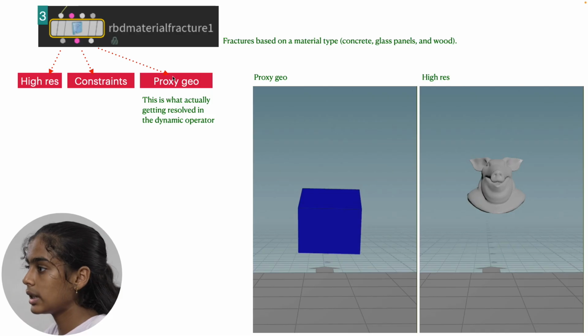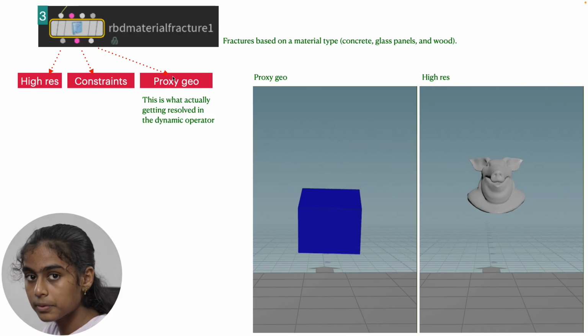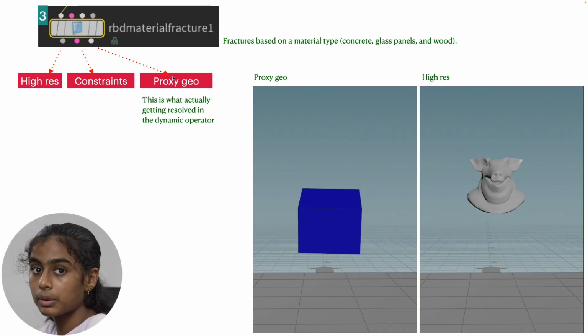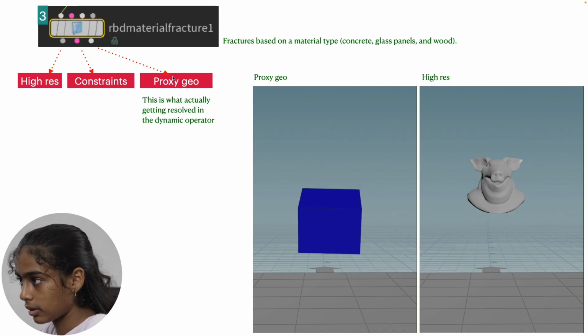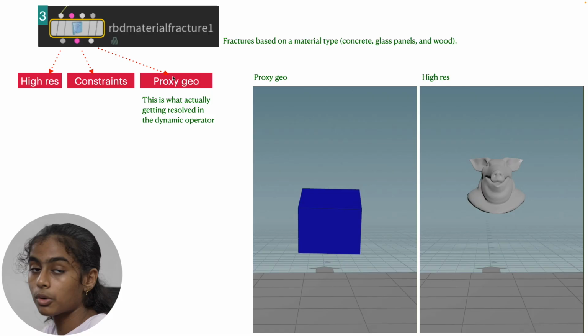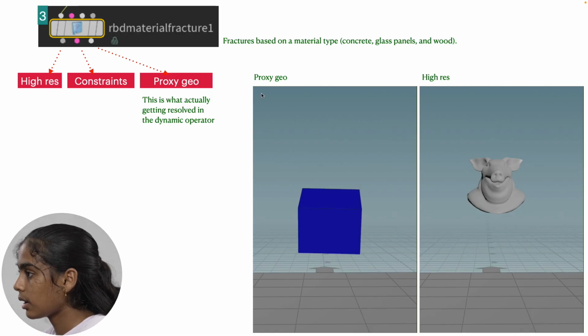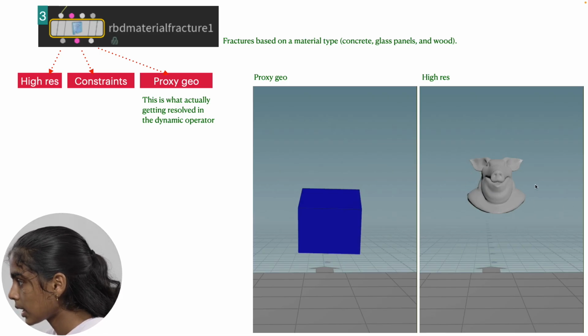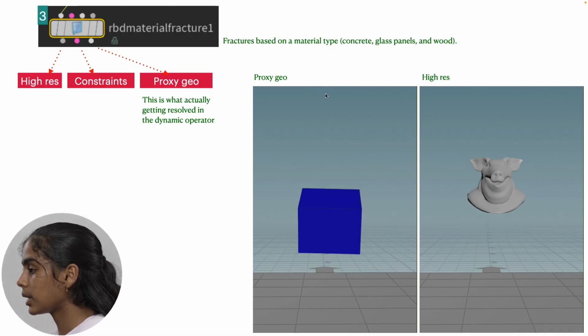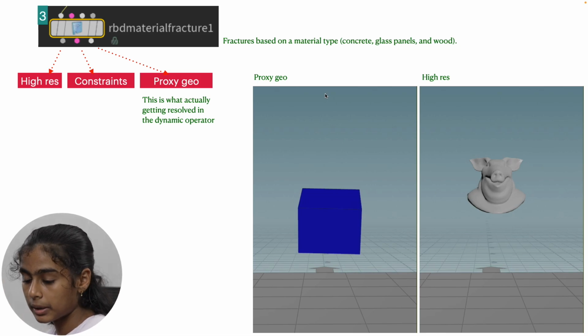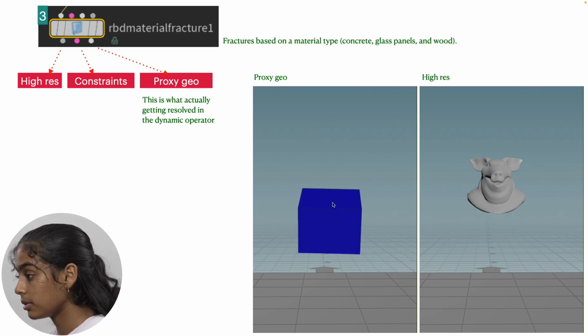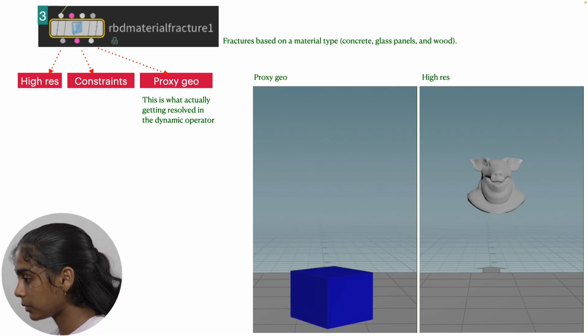The proxy geometry is actually what is getting solved in the dynamic operator, or when we're simulating. To make this clearer for you, we can now see that we've taken a peg, for example, and you can see that it has a lot of ins and all these concave stuff. So what we do is that we use a simpler geometry, and in this case we use a box and we solve that one. So you can see that we solve the box like that.